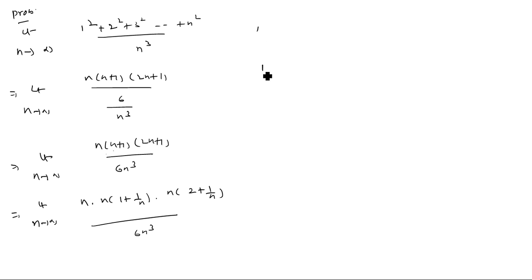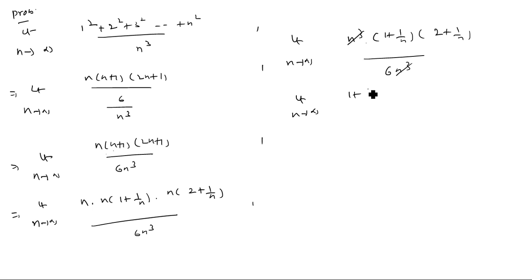So therefore limit n approaches to infinity, n into n into n, that is n cube, into 1 plus 1 by n into 2 plus 1 by n by 6n cube. n cube cancel, and we get limit n tending to infinity, 1 plus 1 by n into 2 plus 1 by n by 6.